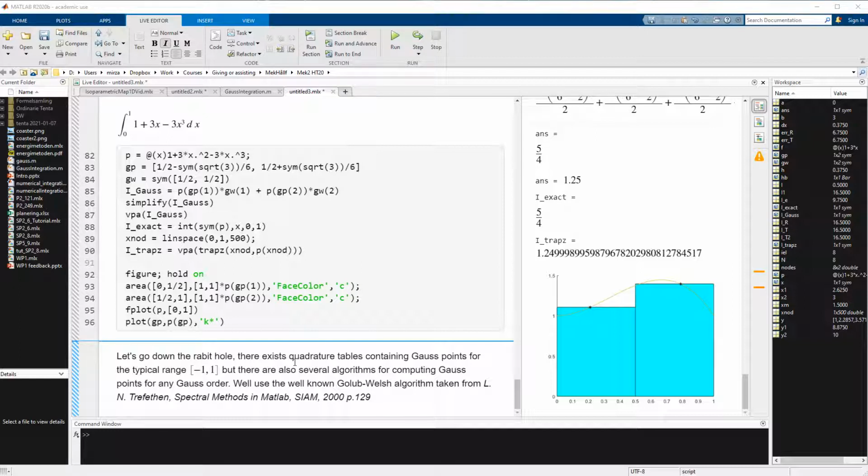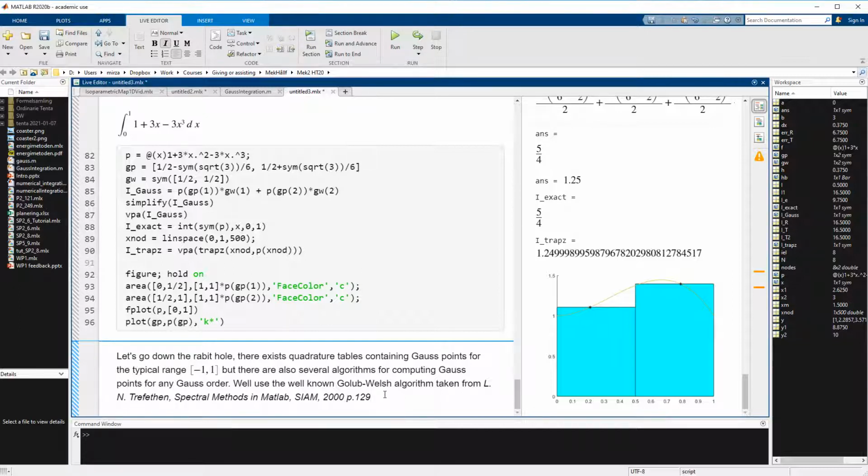So if you just search for Gauss quadrature, you'll find Wikipedia, and Wikipedia is going to tell you everything you need to know about this. But you will see that there's a special algorithm called the Golub-Welsch algorithm, and there's a paper or report called Spectral Methods in MATLAB, published in 2000, where this algorithm originated.